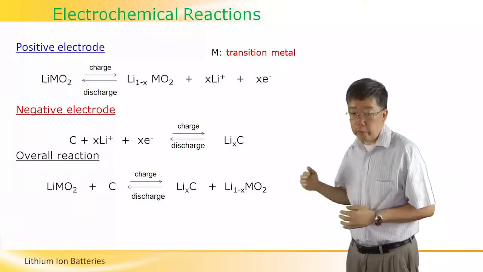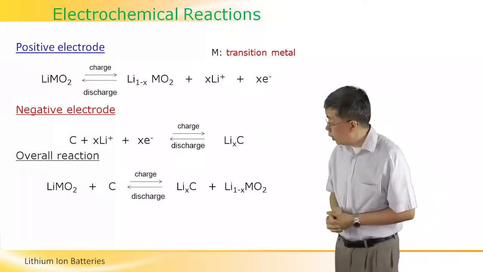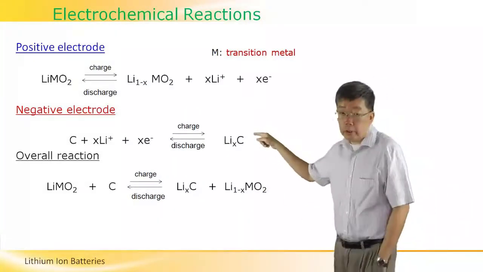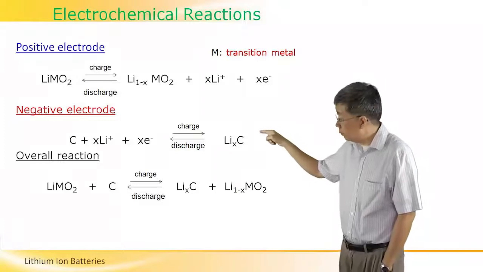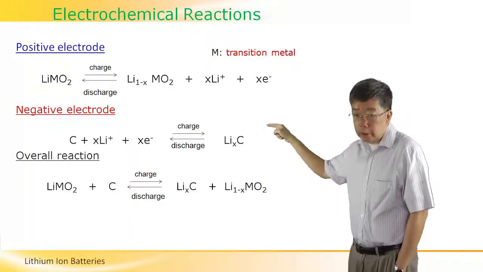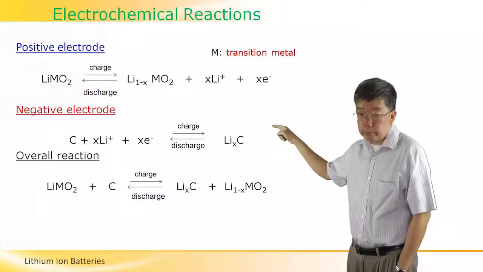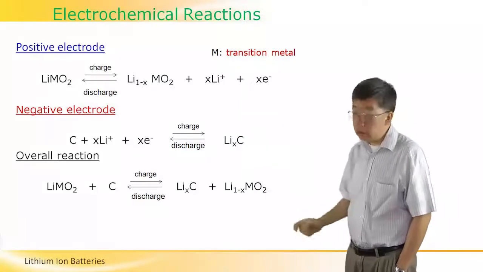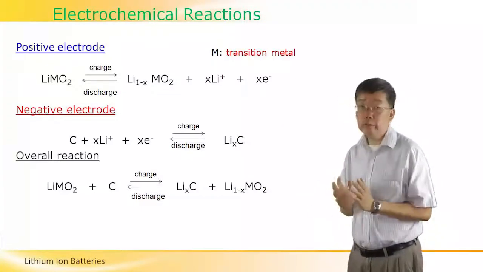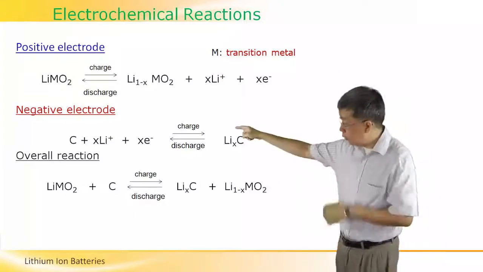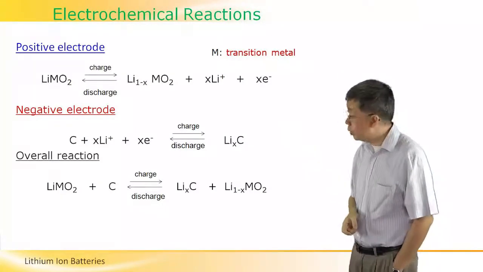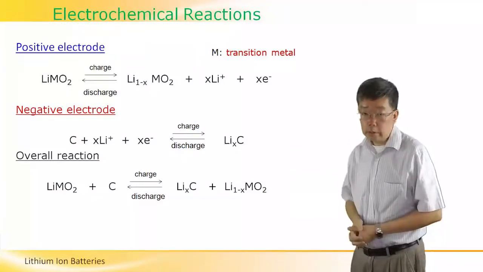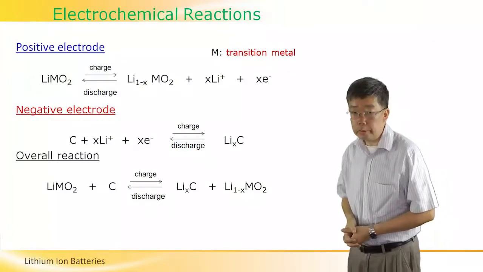So if we first of all look at the discharge of the lithium ion battery, what happens is that during the discharge, the electrode is being reduced together with the lithium ions back to the LiMO2, that is the lithium metal oxide. So notice that the M is a transition metal such as cobalt, but it could be other transition metals.